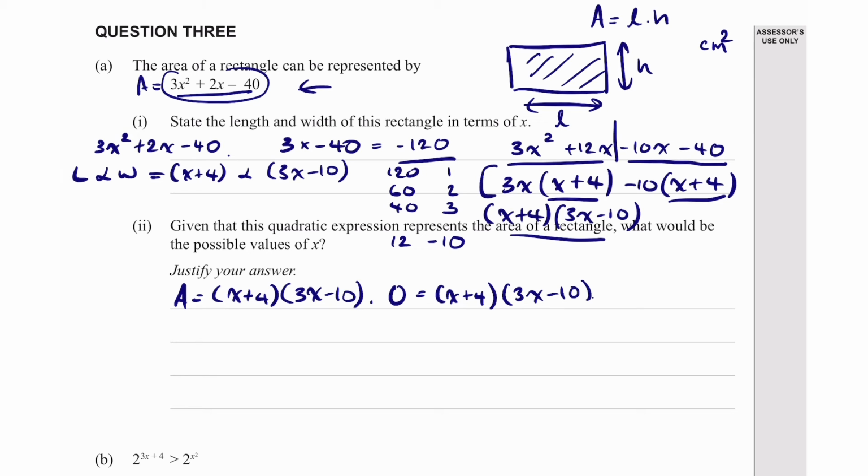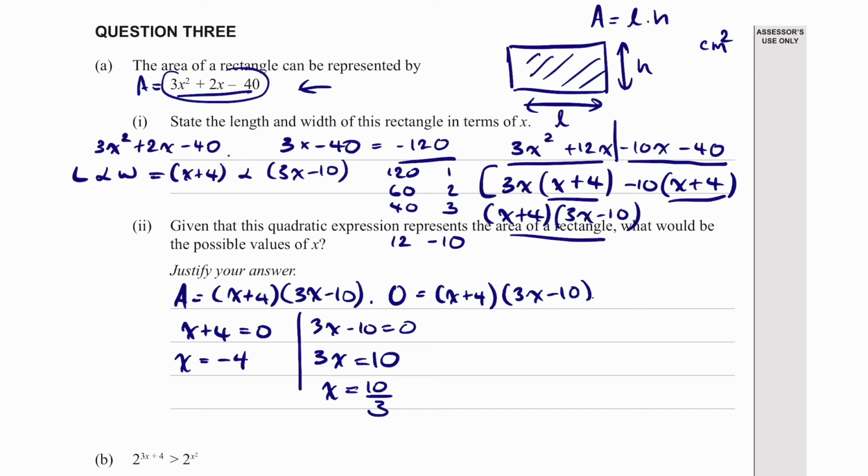So we have two solutions. We've got x plus 4 is equal to 0 and 3x minus 10 is equal to 0. So solving for x on the first part, we bring the 4 over to the right hand side, so we subtract 4 from both sides. We end up getting x is equal to negative 4. Then we've got 3x minus 10 is equal to 0, so we take the 10 over to the right hand side, so we get 3x is equal to 10, and then x is equal to 10 over 3.